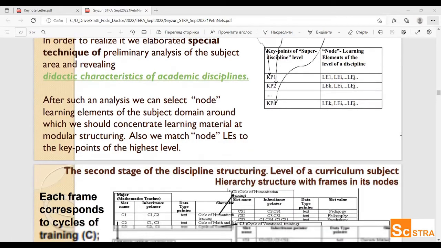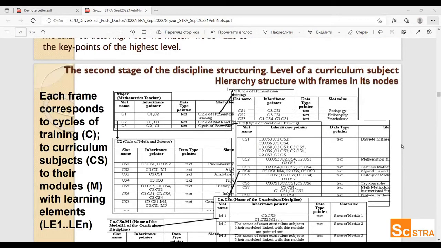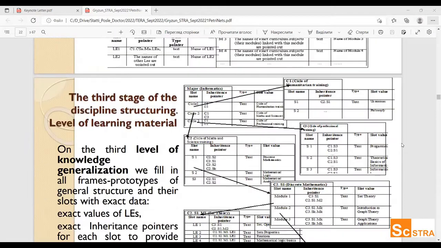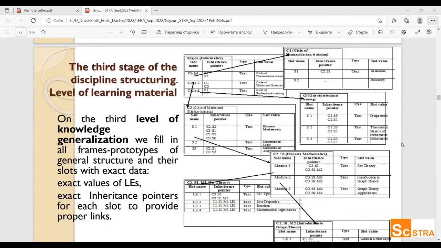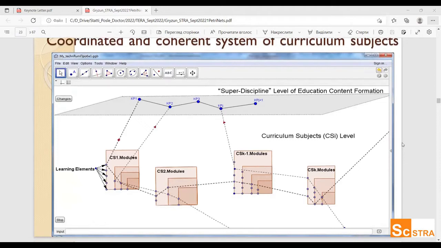on the scheme. At the second stage of the discipline structure, that is, the level of curriculum subject, a hierarchy structure with frames in its nodes is built. Each frame corresponds to the cycles of training, to curriculum subjects, to the modules with learning elements in the nodes. And after that, on the third stage of knowledge generalization, we fill in all three prototypes of the general structure and their slots with exact data, exact values of learning elements, and exact inheritance pointers for each slot to provide proper links. Finally, we obtain the coordinated and coherent system of curriculum subjects.